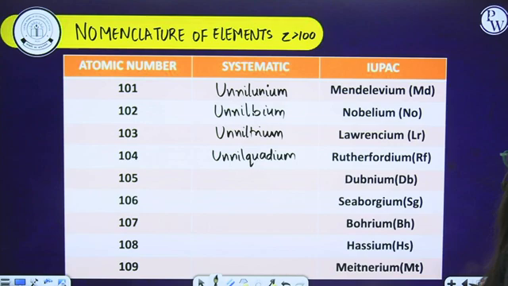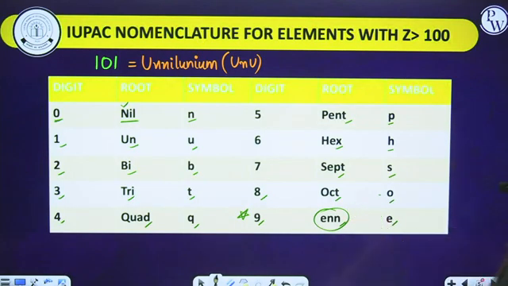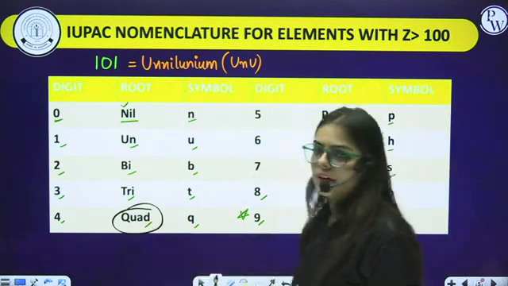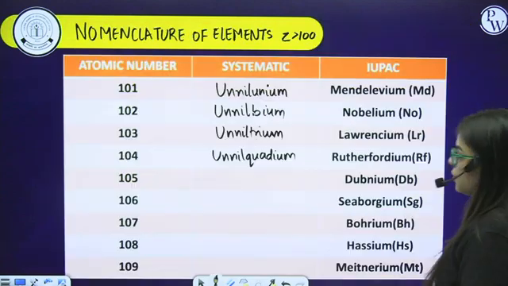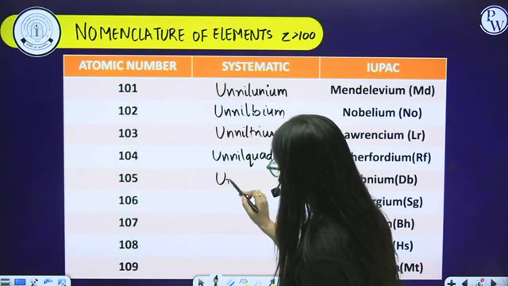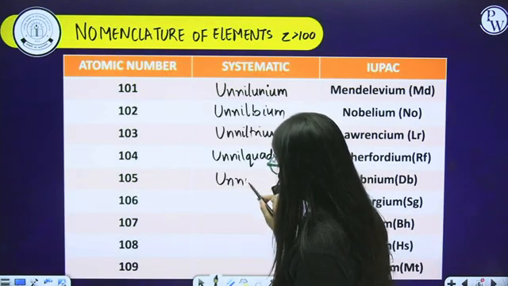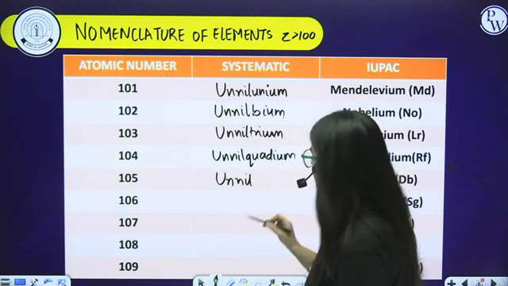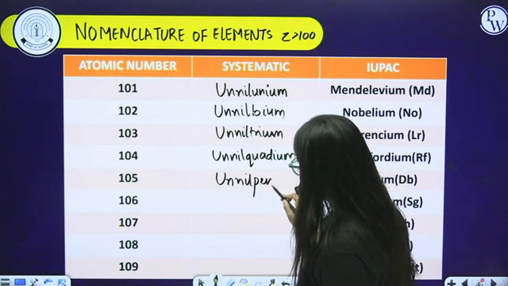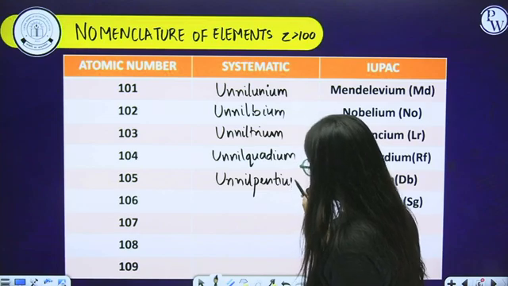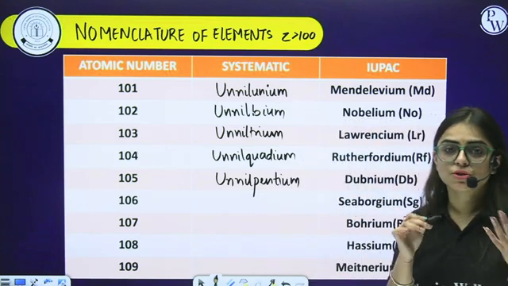Shall we write for 105? Everybody, for 4 we use what? Quad. Let us go for now the fifth one. It is going to be un. Now for 0, it is nil. For 5, it is what? Pent. And then comes ium. Match your answers with mine.